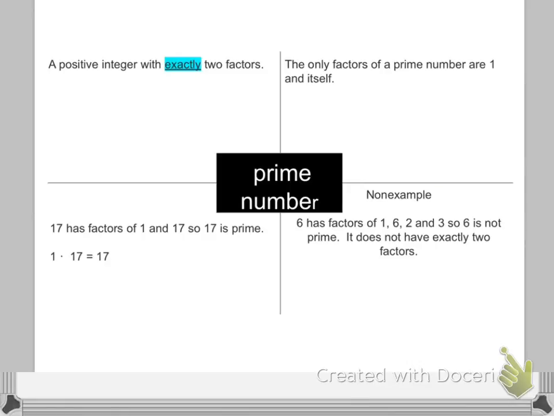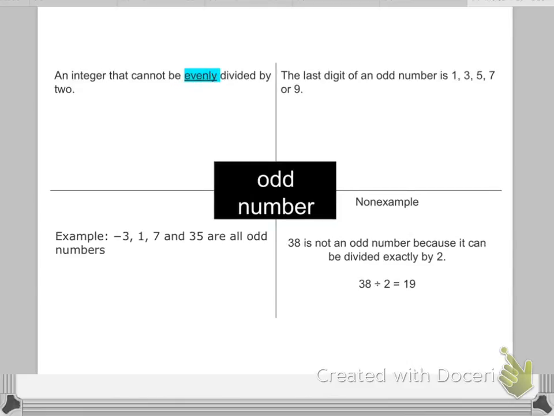Prime number, a positive integer with exactly 2 factors. 17 is a prime number. Odd number, an integer that cannot be divided evenly by 2. An odd number cannot be divided by 2.